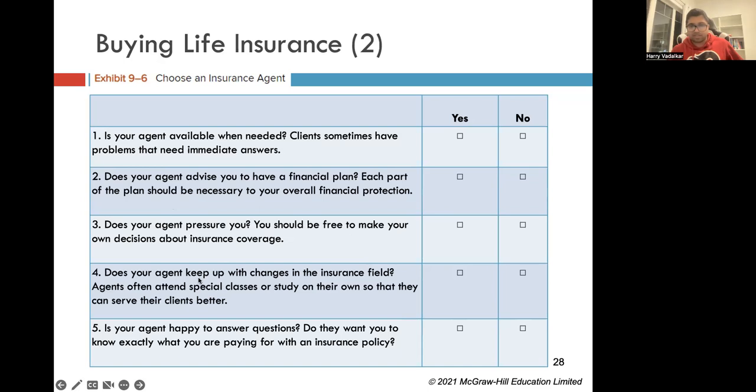Then, does your agent keep up with changes in the insurance field? Agents often attend special classes or study on their own so that they can serve their clients better. So is your agent knowledgeable? Is your agent happy to answer questions? Do they want you to know exactly what you are paying with an insurance policy?